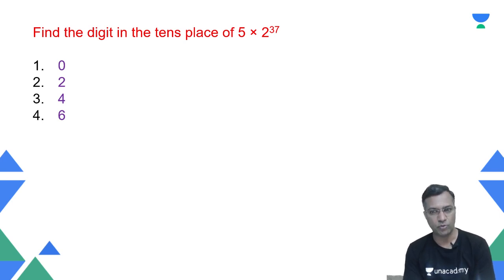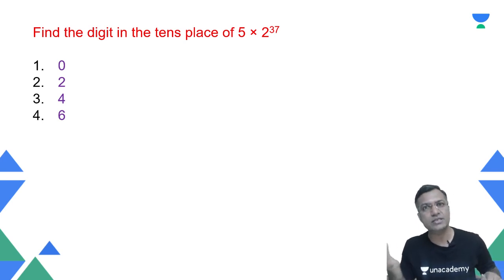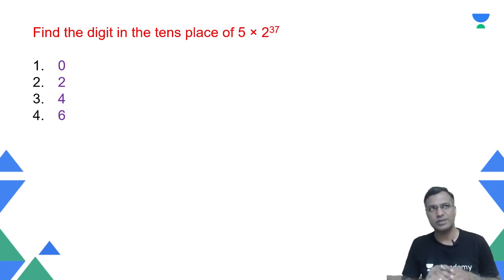Okay, you may be wondering, sir, you are talking about the units digit. What happened? Suddenly you are now talking about the tens digit, right? The digit in the tens place, because the digit in the units place is 0. Therefore, the digit in the tens place is nothing but the first non-zero digit in this particular question. You may wonder how. But let's take a look at this.